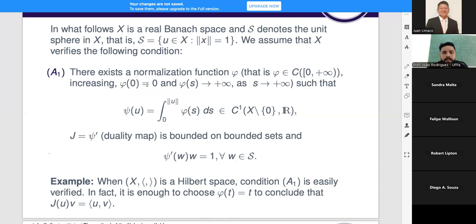here we are requesting the existence of a normalization function for which the composition of the primitive of the normalization function with the norm of the space is a C1 function. If this is the case, we can prove that the unity sphere of the space is a C1 manifold of codimension 1. Okay, so this is not new. This was requested in the paper of Zuckerberg.